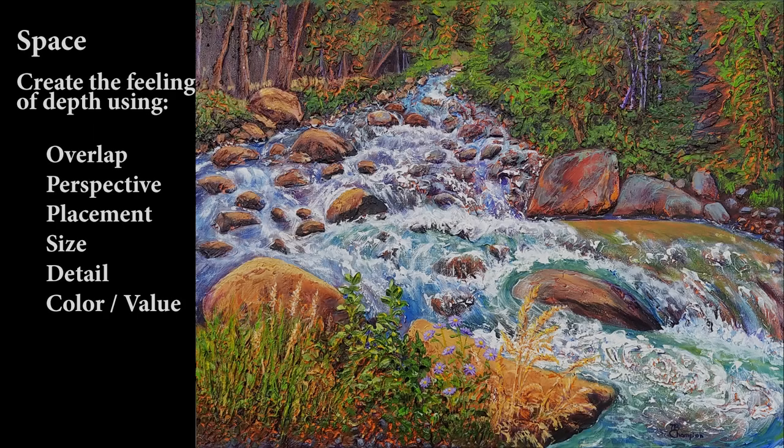To complete the composition, I created a background of tangled light and dark trees surrounding the creek. This area frames the bright, cascading creek. To create the feeling of depth in the landscape, I use overlap, perspective, placement, size, detail, and color value to reveal space in the composition.